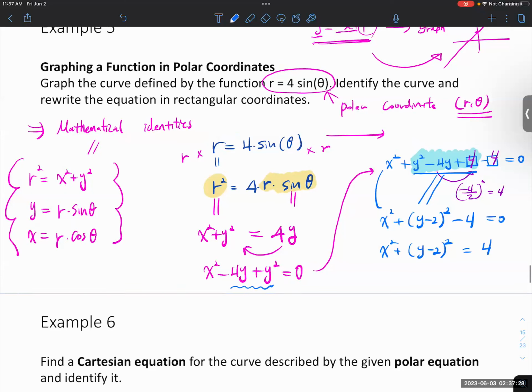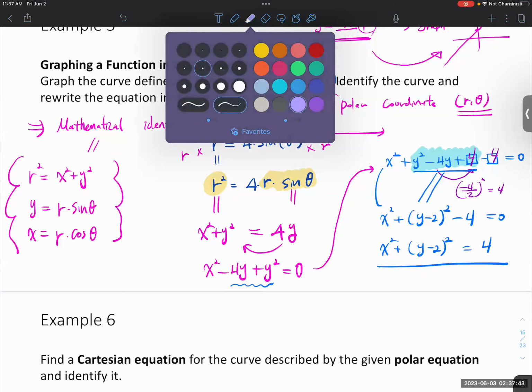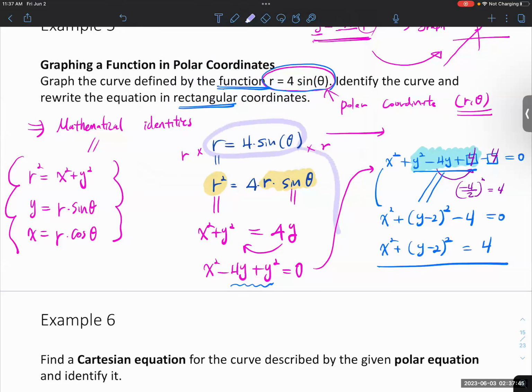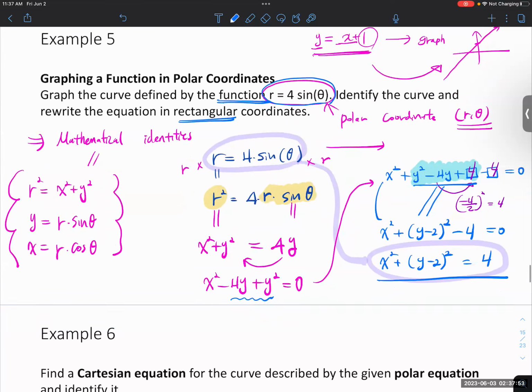We just converted this polar coordinate equation, the polar function, into the rectangular equation, which is x squared plus (y minus 2) squared minus 4. So we converted to this one, because I don't know how to graph the polar, but I do know how to graph the rectangular. So what does it mean?